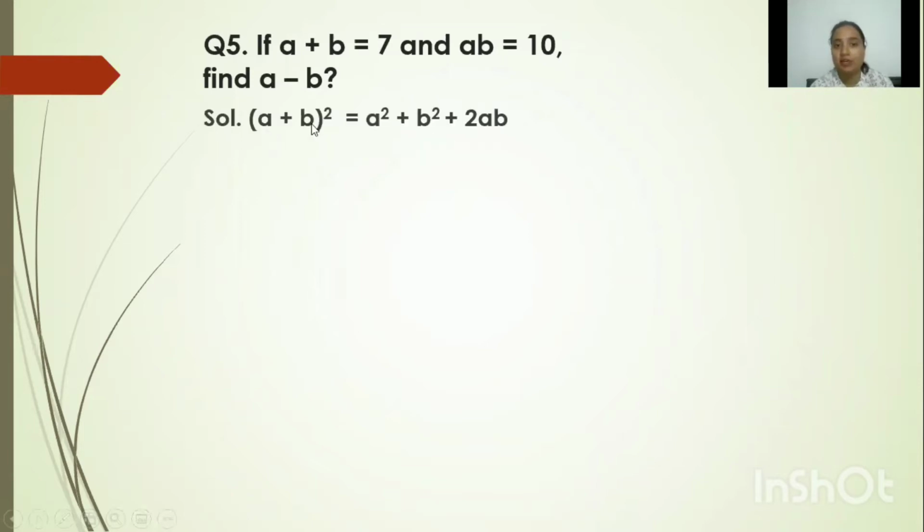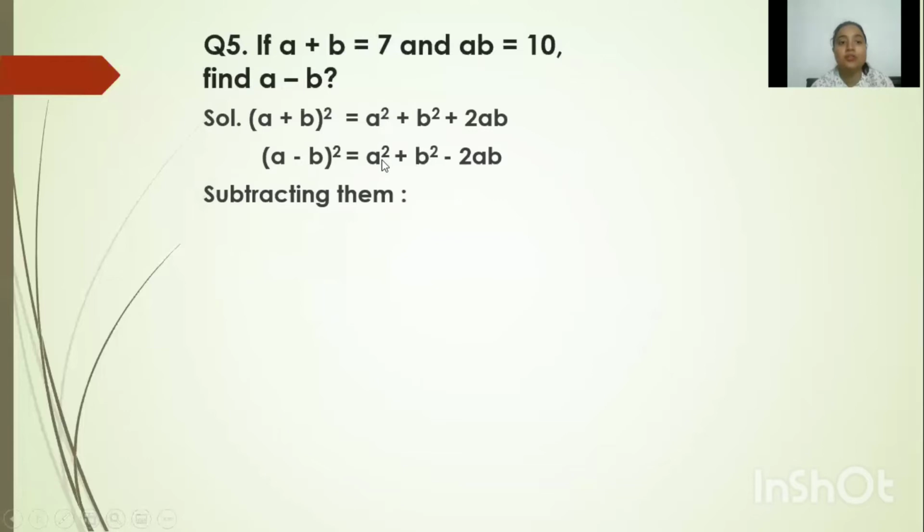See, a plus b whole square, we all know this is the expansion a square plus b square plus 2ab. What is this? This is our first identity. Now we have the value of a plus b and we have the value of ab as well. Now see how interestingly we can find a minus b. And a minus b whole square is a square plus b square minus 2ab, right? Now, if we subtract these equations, what will we write?